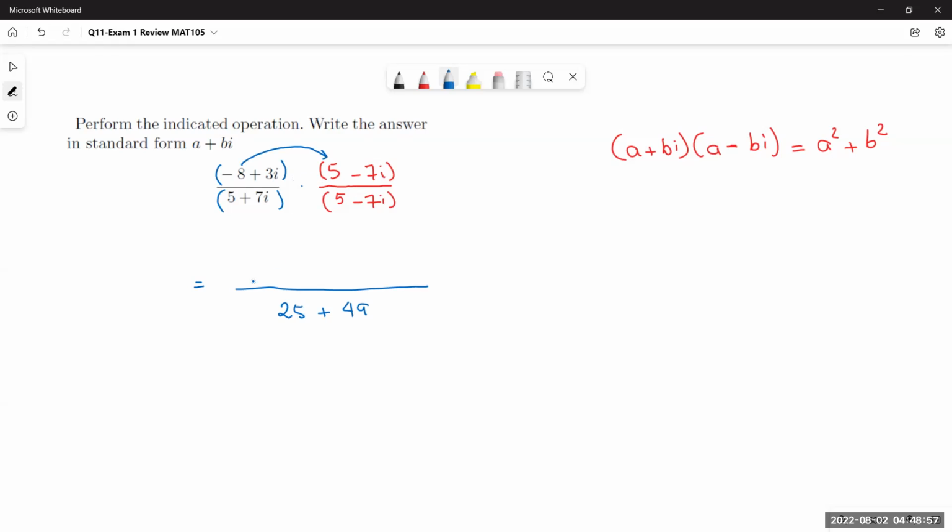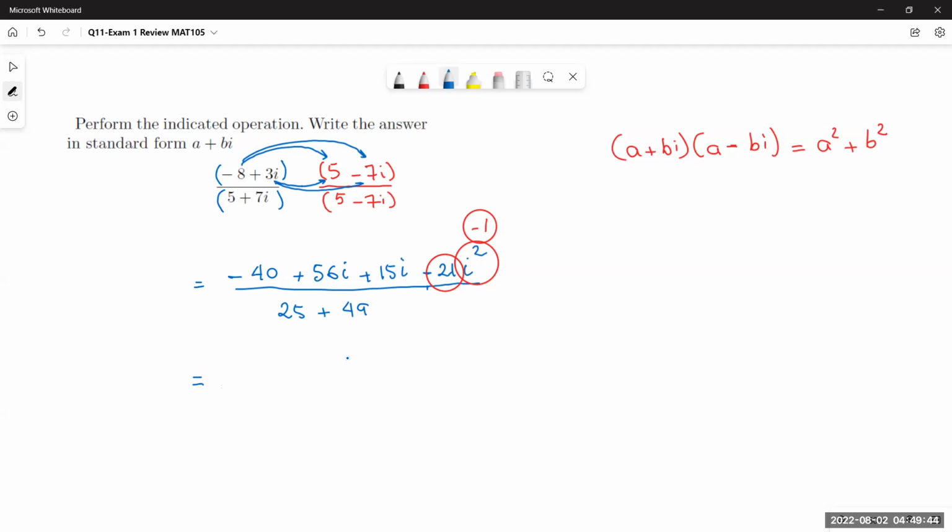So we start with -8 times 5, that's -40. And then -8 times -7, and this is going to be positive 56i. And then 3i times 5, this is going to be 15i. And the next one, plus 3i times -7i, and that's going to be -21i squared. Okay, so again, what you want to keep in mind is that i squared is -1. -1 times -21, you're going to flip the sign, so it's going to be +21.